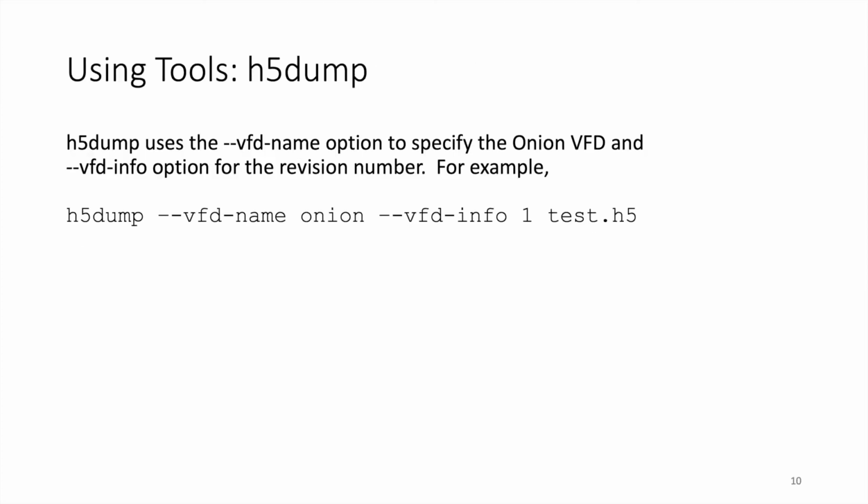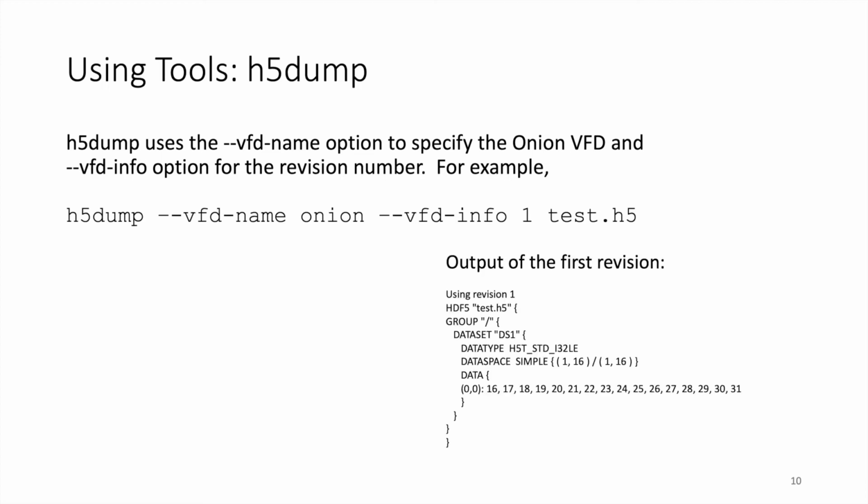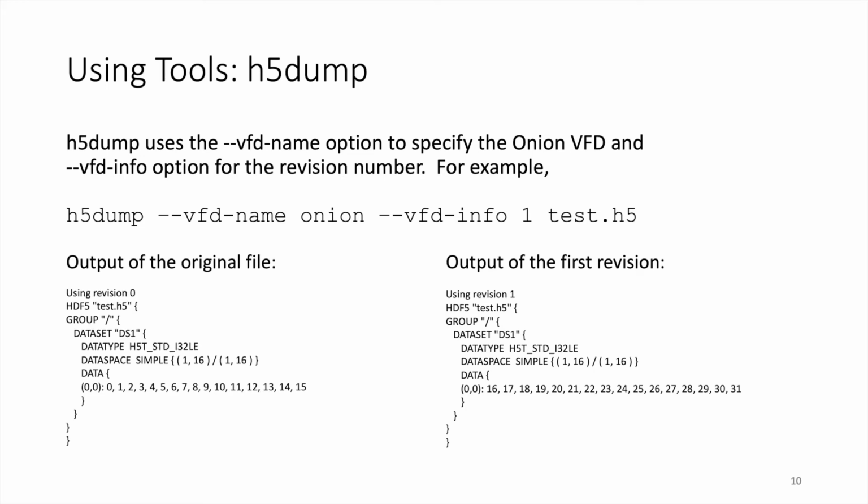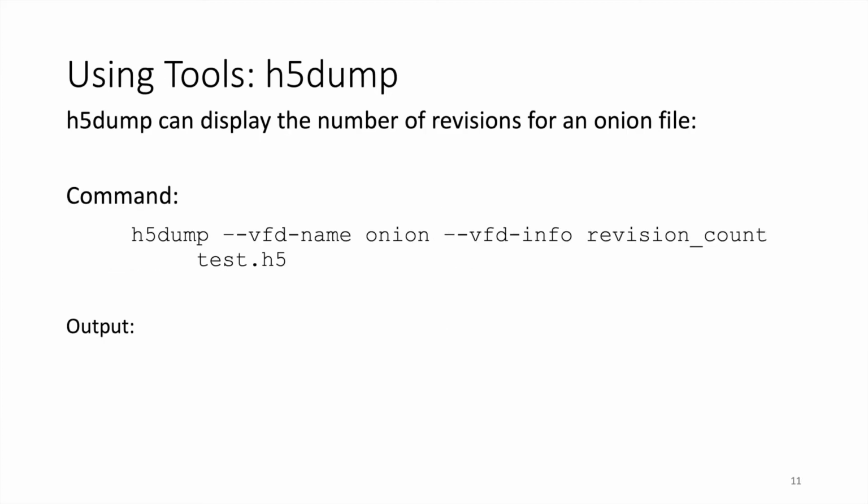We have several tools supporting the Onion VFD. This example command here displays the contents of the first revision of an Onion file using h5dump. You can see the data of the first revision is different from the original file. With h5dump, you can also display the number of revisions for an Onion file.